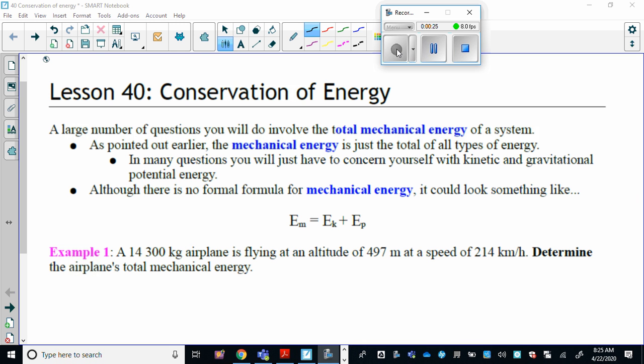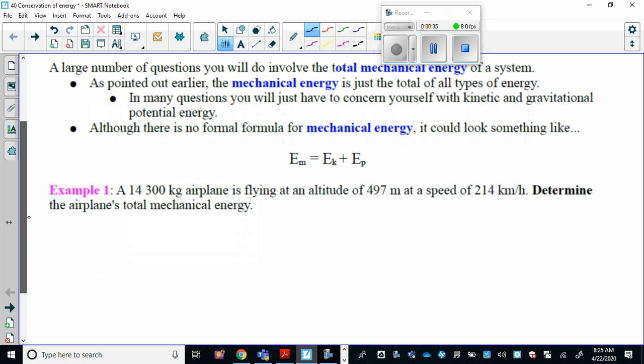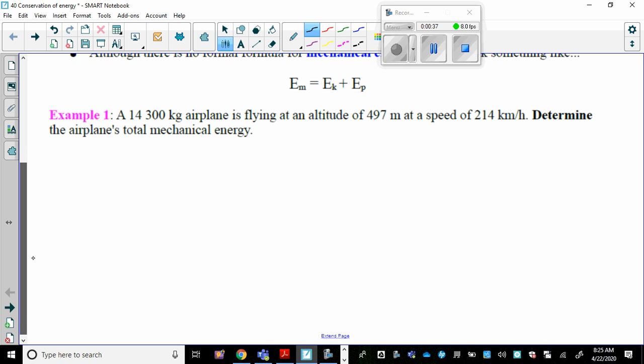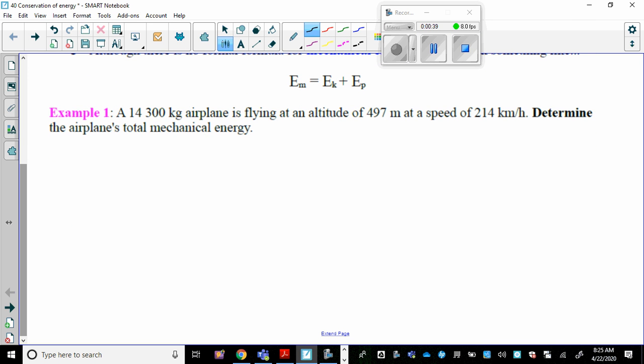So in this first example, we've got an airplane flying at this altitude at that speed, and we want to determine the total mechanical energy. And just to get ahead in the lesson a little bit, conservation of energy says if the plane has this amount of mechanical energy at this given point, let's say if I turn off the engines, for example, and the plane starts to plummet towards the ground, it will always have that amount of mechanical energy.